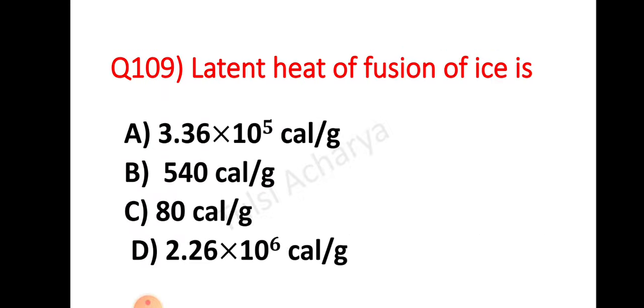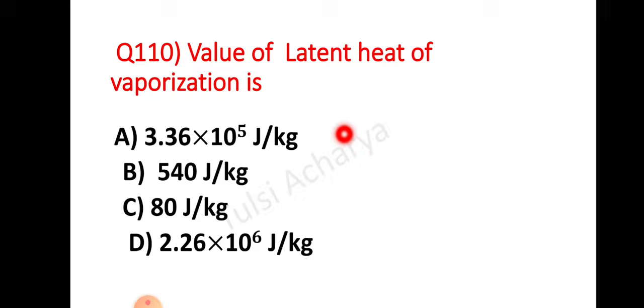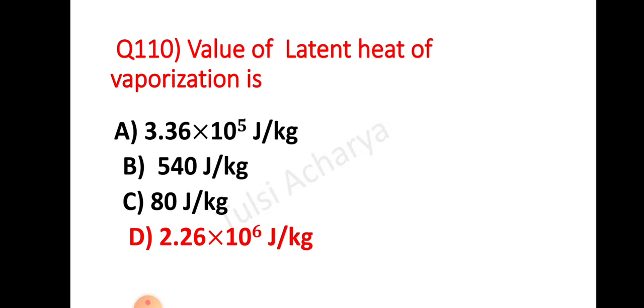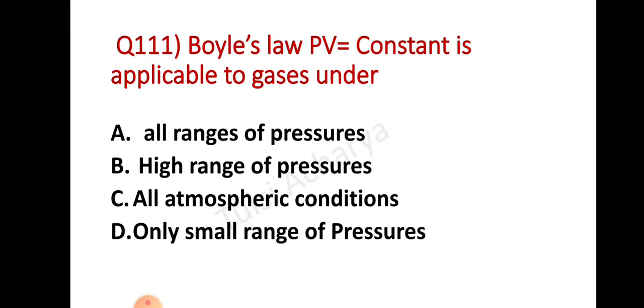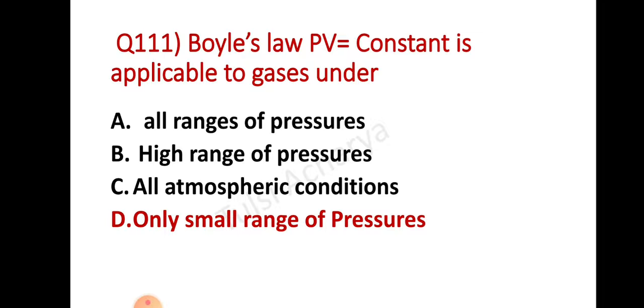Now let's move to question number 109. The latent heat of fusion of ice is 80 calorie per gram, that is option choice C. Now let's move to question number 110. The value of latent heat of vaporization is 2.26 into 10 to the power 6 joule per kg. This is in SI unit, option choice D. Now let's move to question number 111. Boyle's law PV is equal to constant is applicable to the gas under, this expression is applicable only for a small range of pressures, that is option choice D.